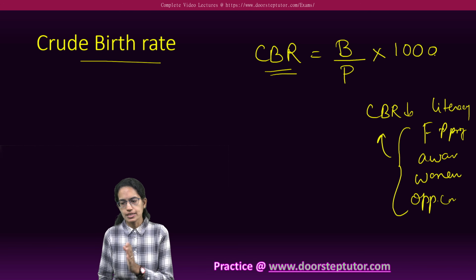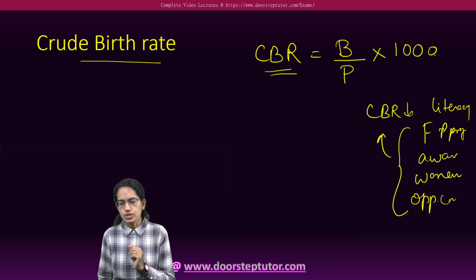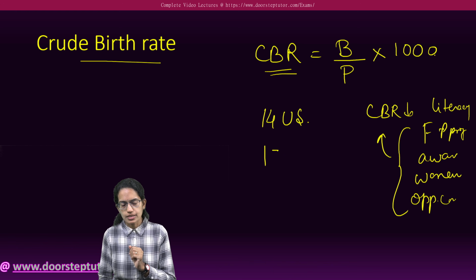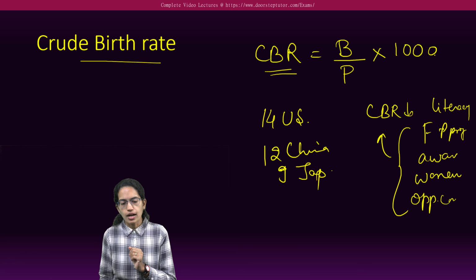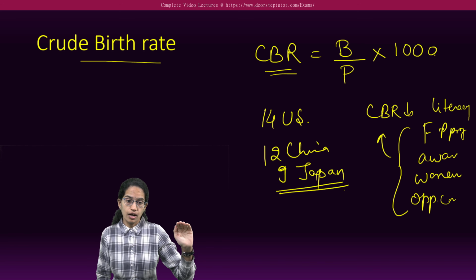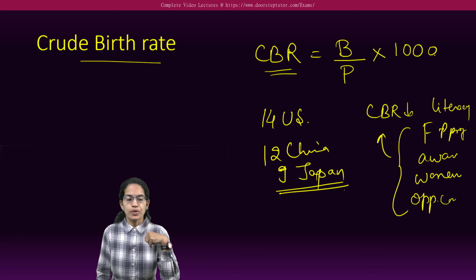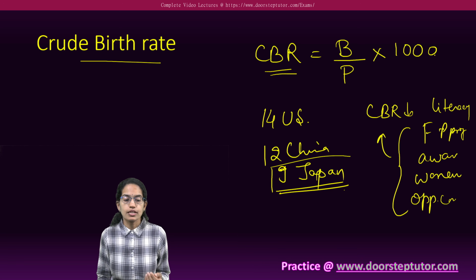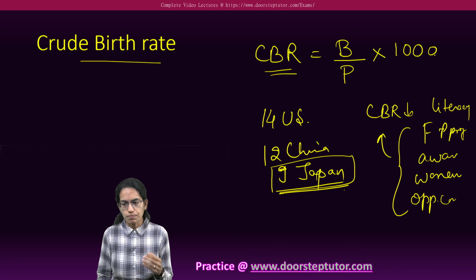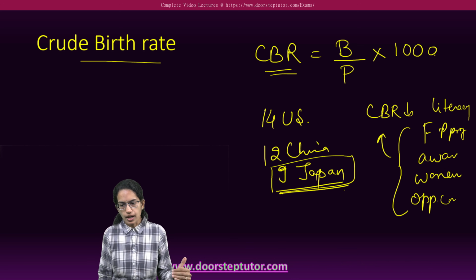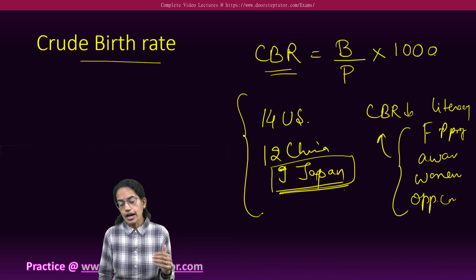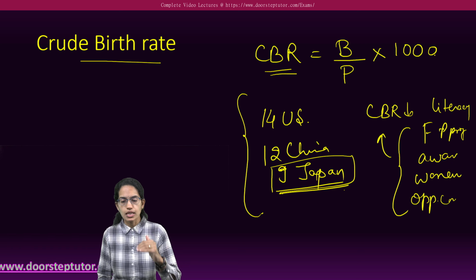If we compare the statistics with other nations, it is about 14 in the United States, about 12 in China, 9 in Japan. So there are nations which do have a declining population curve, we could say, but just by the crude birth rate we cannot actually get that figure. But India has a relatively higher birth rate than these nations.